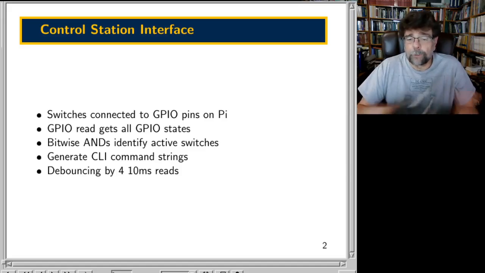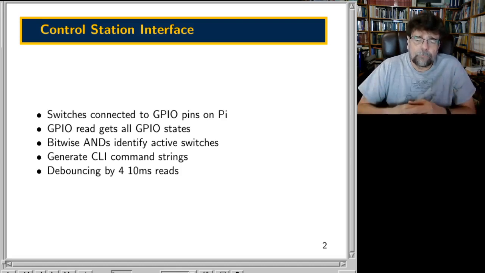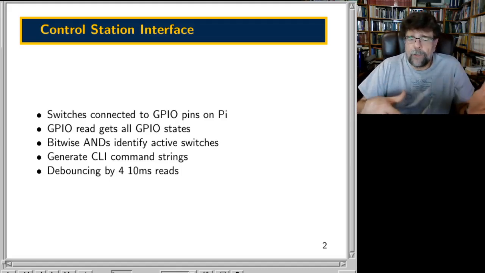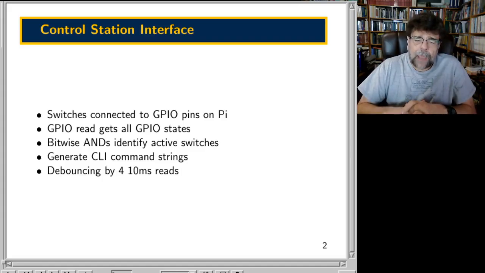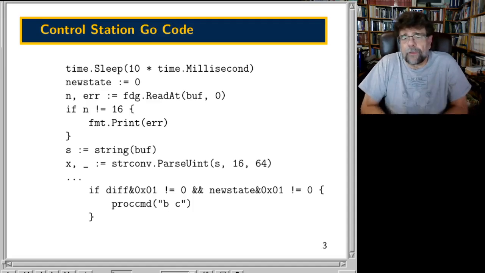For example, the clear button. For debouncing purposes, we do the reads every 10 milliseconds, and then we don't operate on a given measure or reading until we see 4 in a row that are all the same. So when we see 4 in a row that match, we now look at it, compare it to the previous stable reading that we had, and now we ask, does this represent a change that needs to be sent as a command?